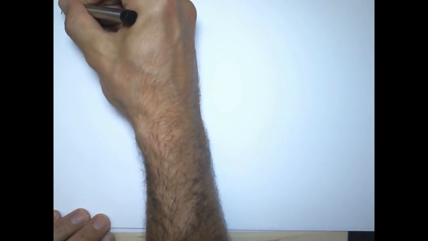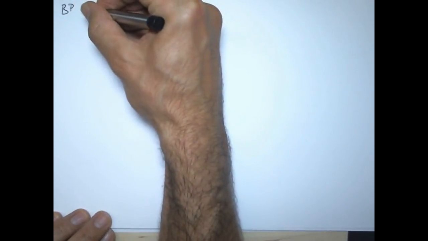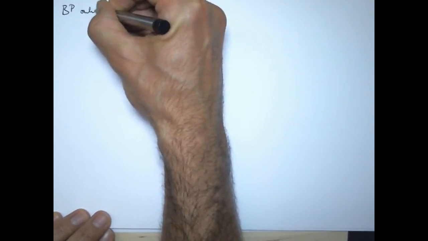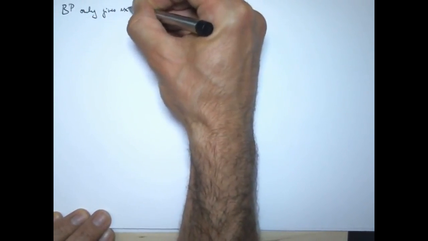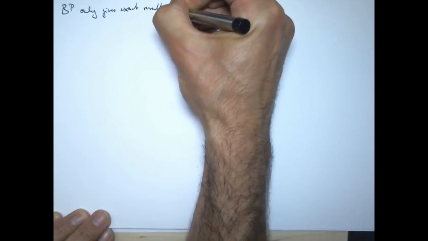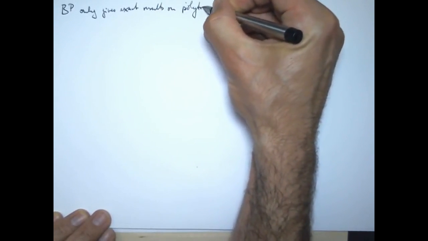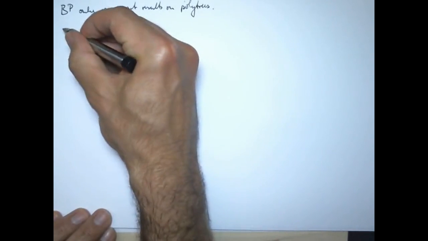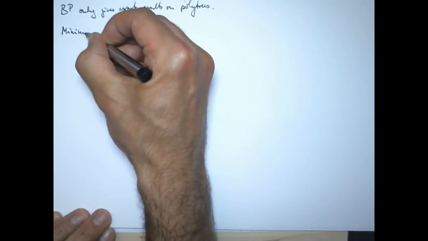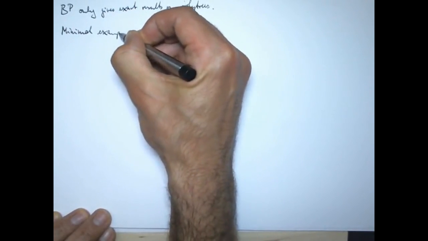So I want to show an example where it's not possible to wait for all messages, or where you wait infinitely for all messages before you can send out your own. So this belief propagation only gives exact results on trees or on polytrees. I want to show a minimal example where it does not work.